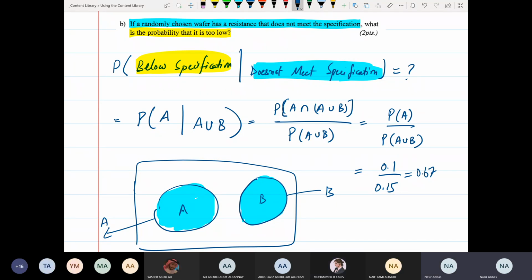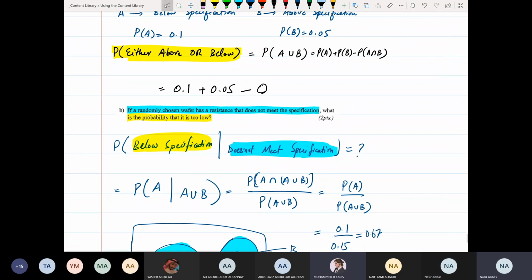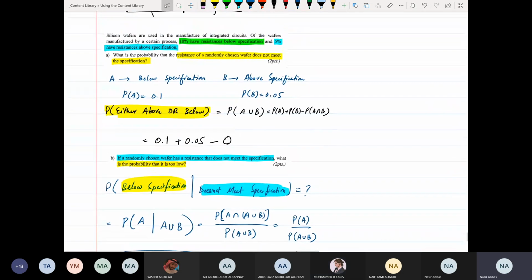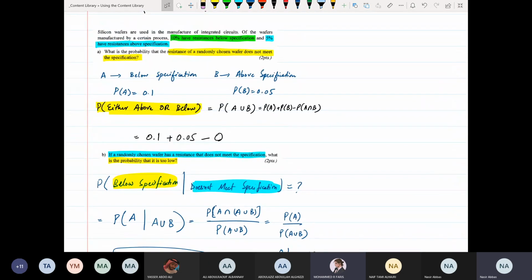Muhammad Faris: Yes, doctor. In the first part, A, why don't we say that does not meet the specification is 1 minus 0.06? I mean, 1 minus brackets 0.1 plus 0.06.